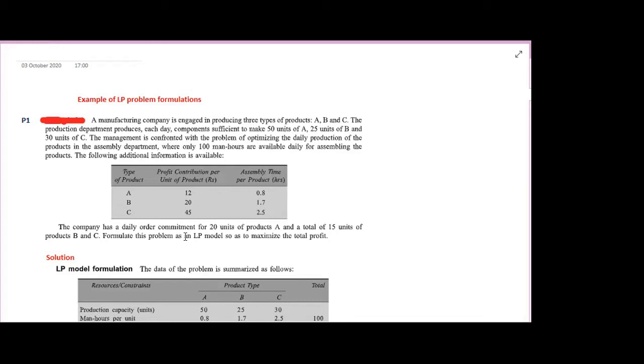So what have we been given? Profit. From the profit, we can develop the objective function, right? Here is the time constraint, meaning the time required for producing each product, and the total time available is 100 man hours daily, right? So you can utilize these 100 man hours for production of A, B, and C, right? So let us see how to solve this problem, right?